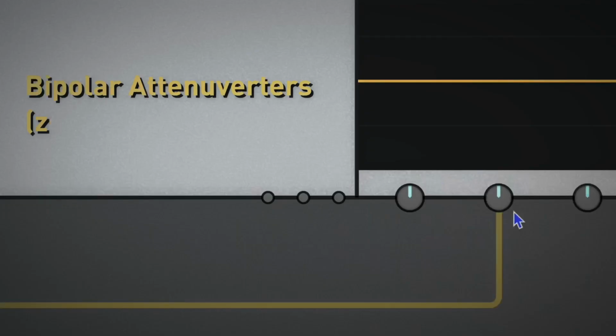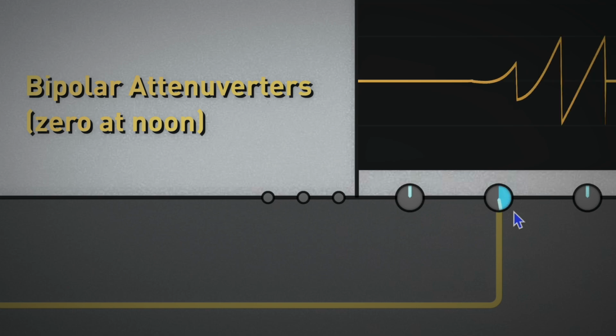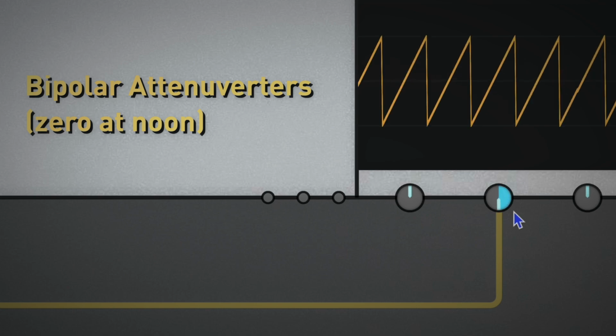Most attenuverters you'll find at Madrona Labs are bipolar, with 0 at noon. When the needle is pointing straight up, the attenuverter sends no signal. Turning it to the right sends more signal, just like any volume control.